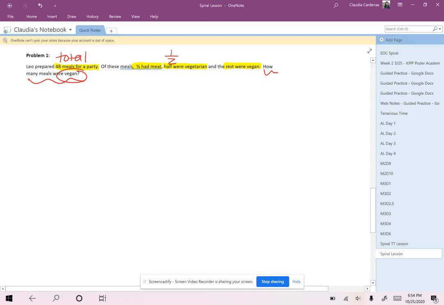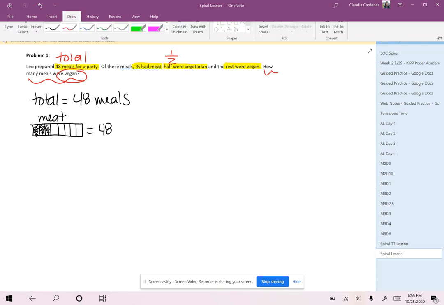Okay, so there are a lot of meals going on here. I feel like I can start off with saying that the total is 48 meals altogether, so I'm going to make note of that. Write this down in your notebook. Now, 3/8 of the 48. So 1, 2, 3, 4, 5, 6, 7, 8, and 3 of them were meat. Let me label that. This is the meat tape diagram, and the total is 48.